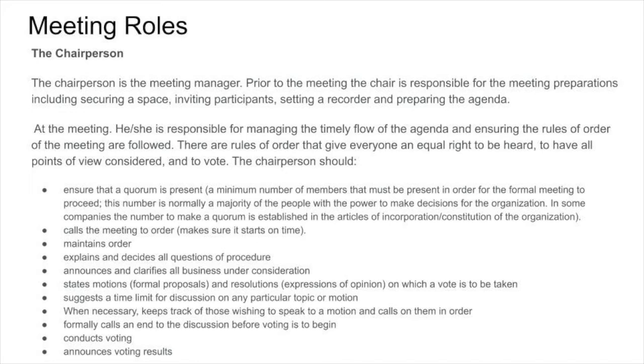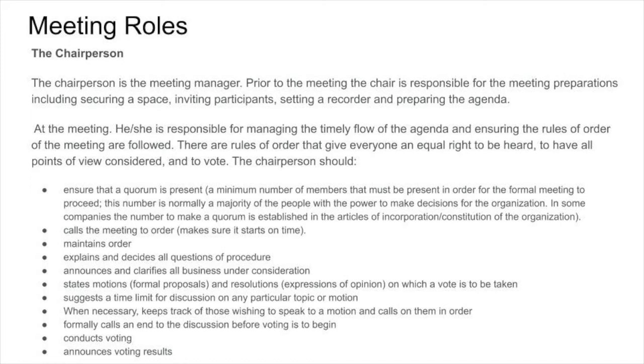The chair announces and clarifies all business under consideration. The chair would say to everyone, this is why we're talking about this. Here's some background on it. So basically, the chair just describes it so that we have a clear understanding of what we're talking about. That's the chair's job. So again, the chair has to do his or her homework up front to understand what we're talking about. The chair also states motions.